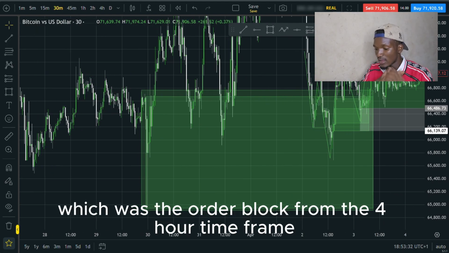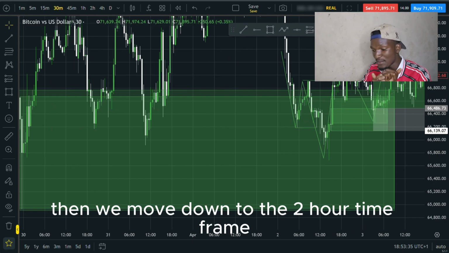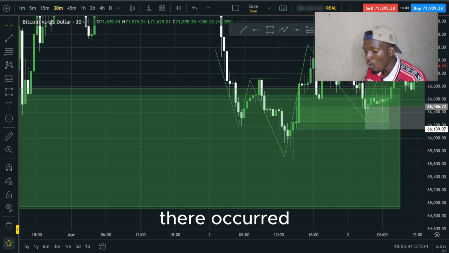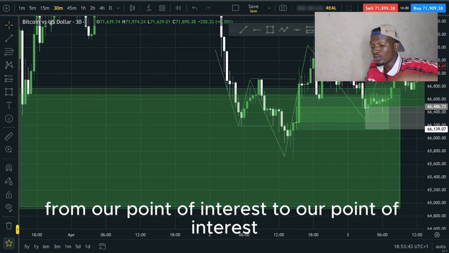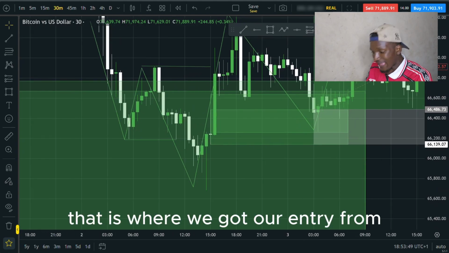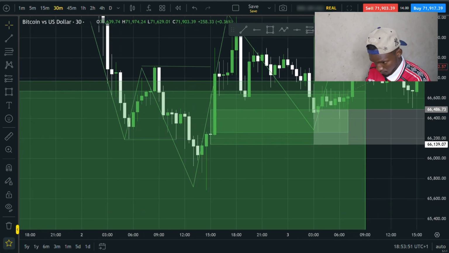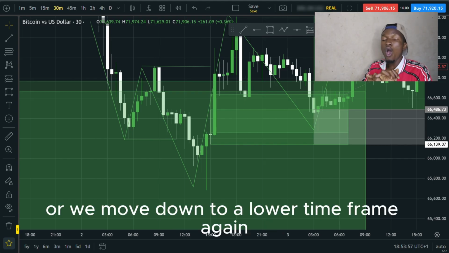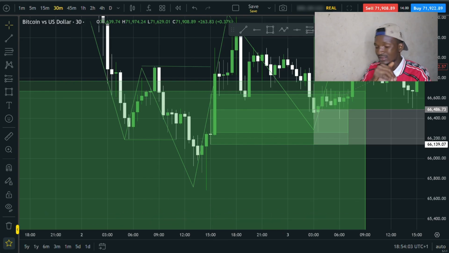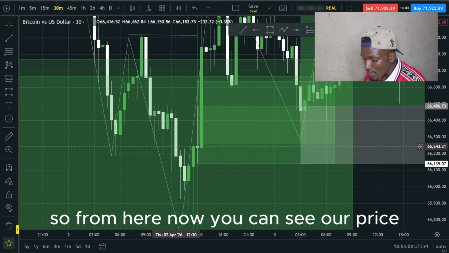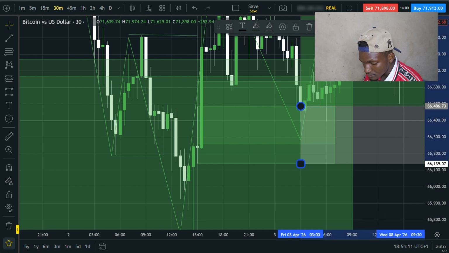the 4-hour time frame. Then we moved down to the 2-hour time frame. On the 2-hour time frame, we noticed the market structure shift occurred from our point of interest. Noticing the market structure shift from our 2-hour point of interest, that's where we got our entry from. And I said that either we take our entry from the 2 hours, or we move down to a lower time frame again to look for a better entry. That's what we call a sniper entry, a better entry, or a sniper entry.